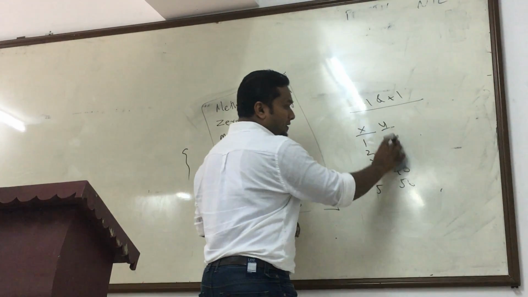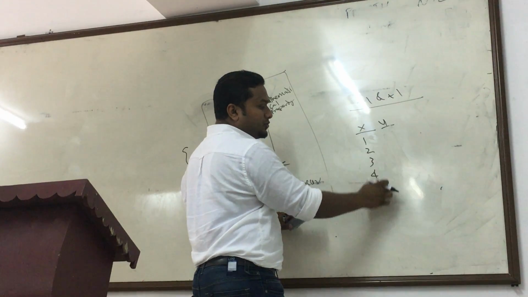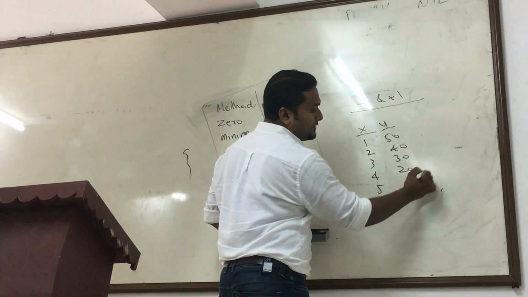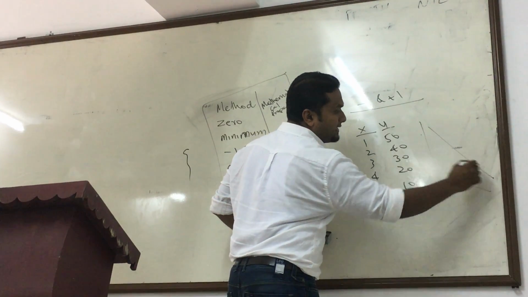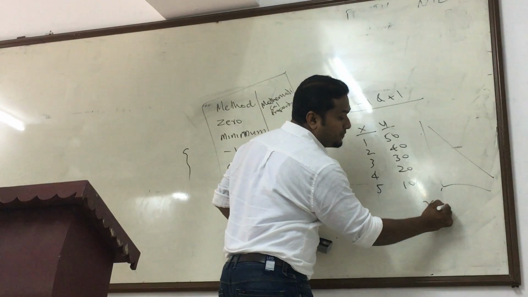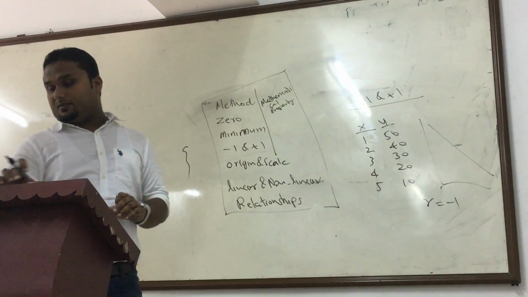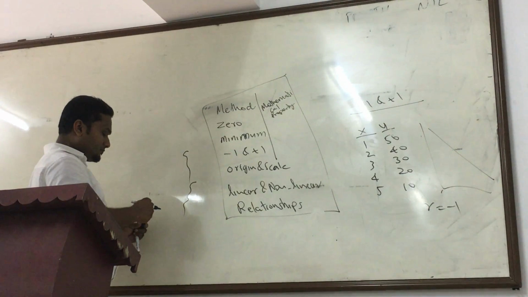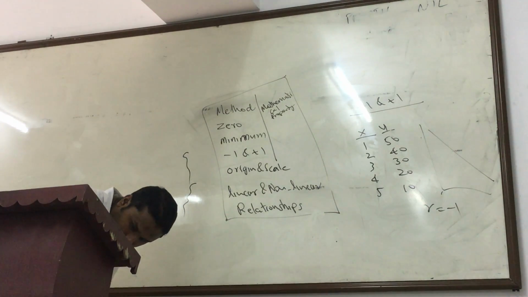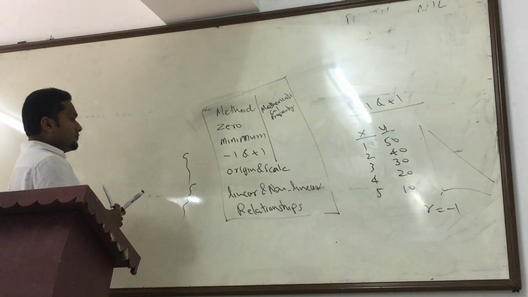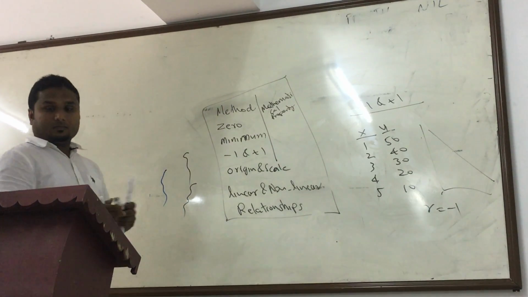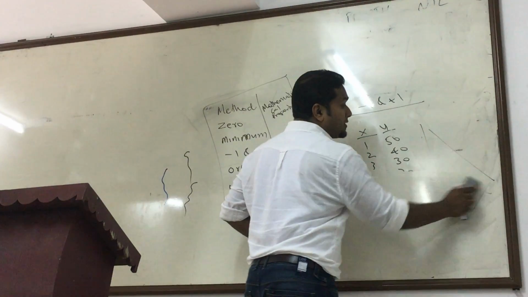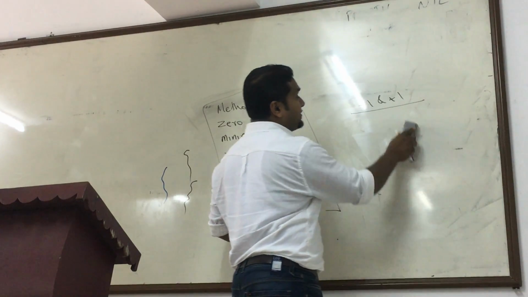Are you okay? Now, for the other question, if x is equal to 1, 2, 3, 4, 5 and y is equal to 50, 40, 30, 20, 10, then what is that? If you plot the graph, it will be like this. Am I right? So R is equal to minus 1. Minus 1 will be your answer. Comfortable? Now comes the very, very important multiple choices.